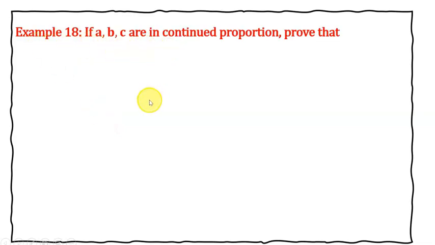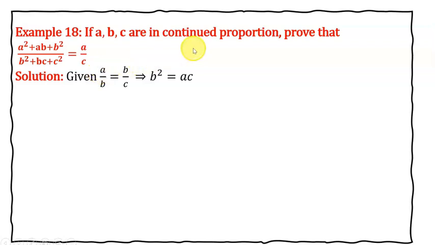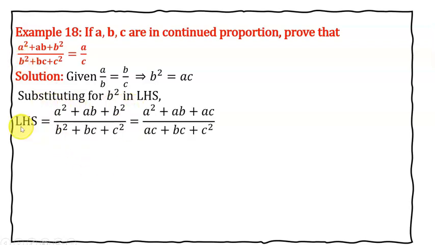If a, b, c are in continued proportion, then prove that (a square plus ab plus b square) upon (b square plus bc plus c square) is equal to a upon c. Now again, as a, b, c are in continued proportion, you will have a upon b is equal to b upon c. Therefore, by cross multiplication, you will have b square is equal to ac. Now substituting the value of b square in LHS, what is LHS? a square plus ab plus b square upon b square plus bc plus c square.